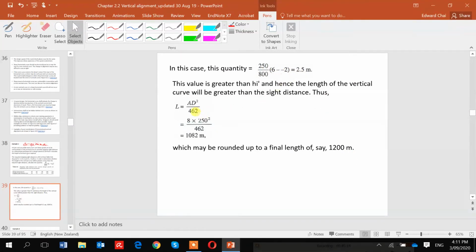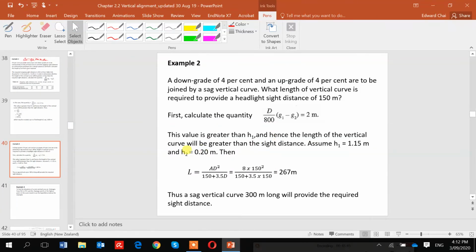Okay, so this one's A multiplied by 250. 250 is the stopping sight distance. Divided by 462 is 1082. So the vertical curve length for this crest is 1082. We can round it up to, let's say, 1200. It needs to be something bigger. That's quite subjective. If you want to round it up to 1100, I think it's fine as well.